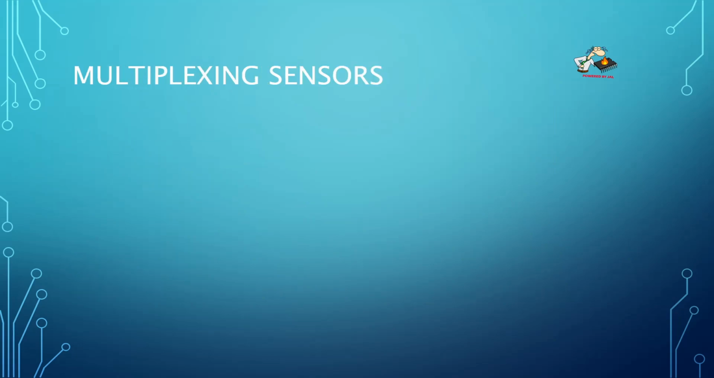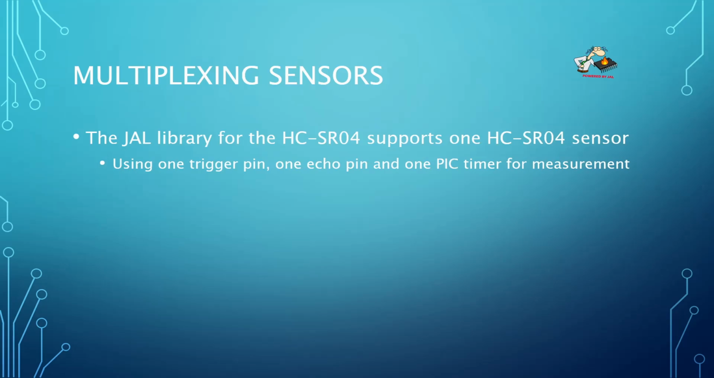So something about multiplexing sensors. Why is that needed? I'm using a YAL library for this module to measure the distance, but this YAL library only supports 1 module. That means it uses 1 trigger pin and 1 echo pin, and it also uses 1 timer of the PIC microcontroller. So I have 3 sensors, so we need to multiplex them.